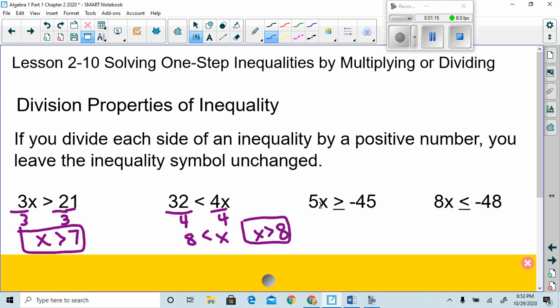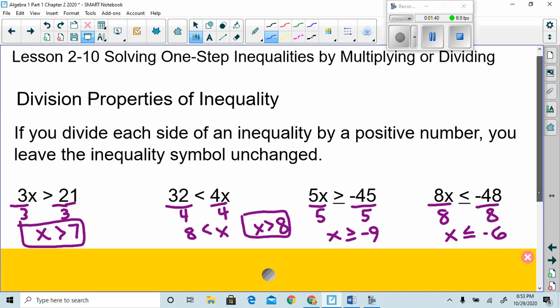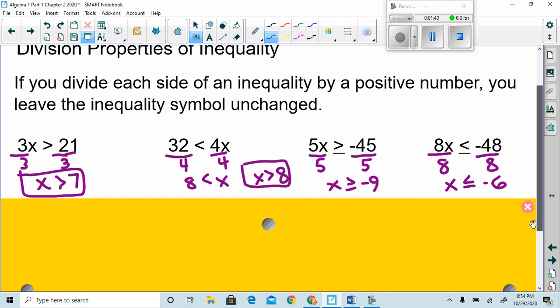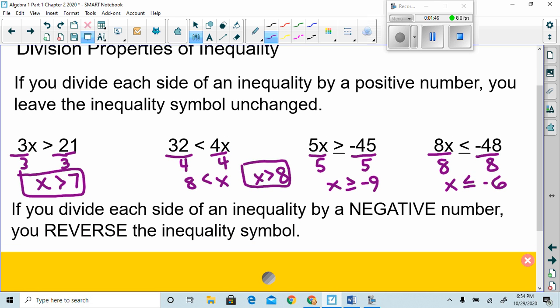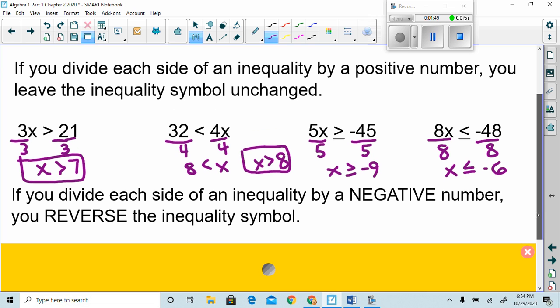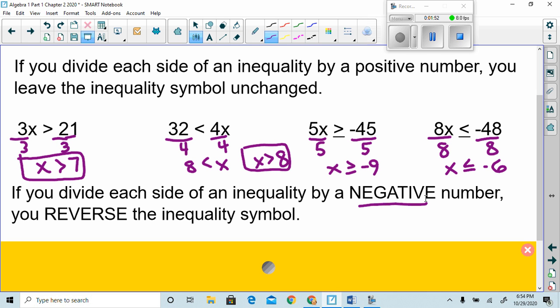Third problem, if my variable's on the left and I'm dividing by a positive number, I'm going to keep my inequality symbol exactly as I see it. Let's try one more. I'm dividing by a positive number. If I'm dividing by a positive, I do not change my inequality symbol. That's our first property. Our second property says if you divide each side of an inequality by a negative number, you must reverse the symbol.